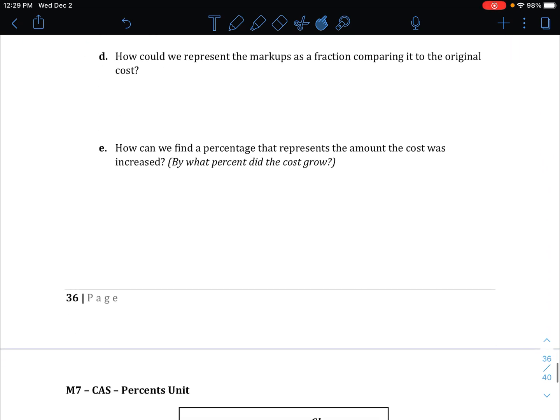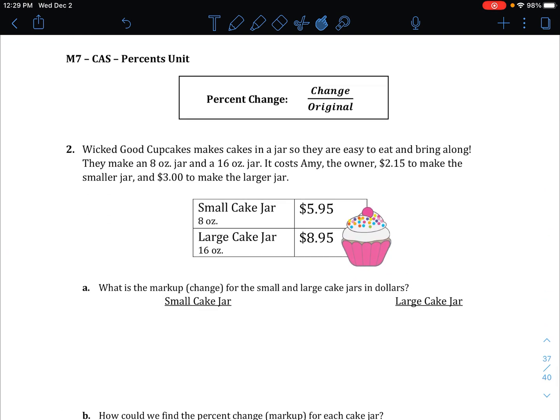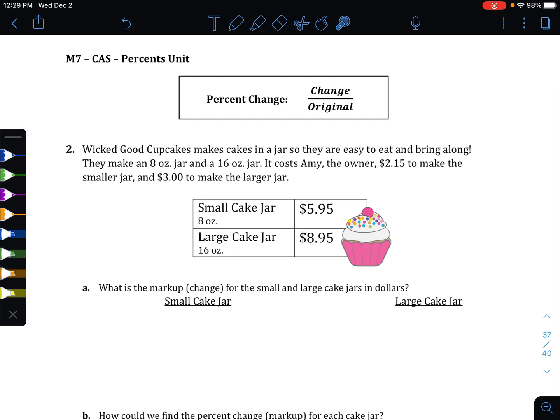Okay, if you're back, that means hopefully this page 36 is done. So let's look at page 37 now. So we're talking about percent change here. Now, the formula for this is pretty simple. It's just what is the change divided by the original. That's how we calculate the percent change.